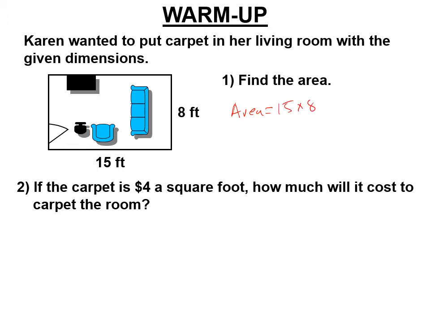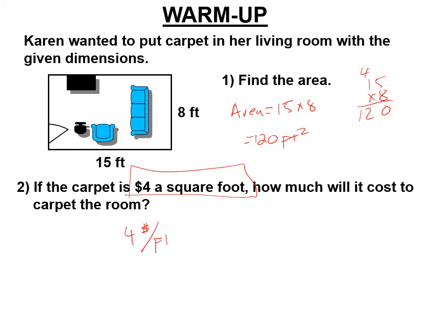times 8. And 15 times 8 is 40. 5 times 8 is 40. And so it's 120 square feet. Now notice, when you go to the store to buy carpet, it's going to be priced by unit price, this is $4 for a square foot. That's the unit rate for the carpet. And it will actually say the words square foot, or will have this symbol.